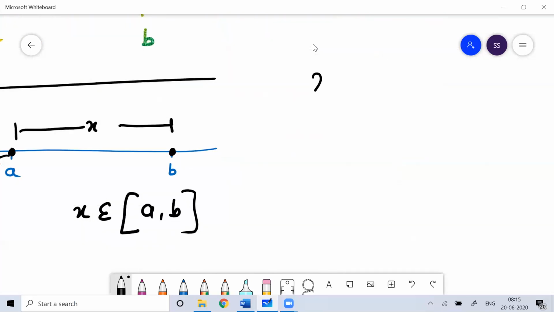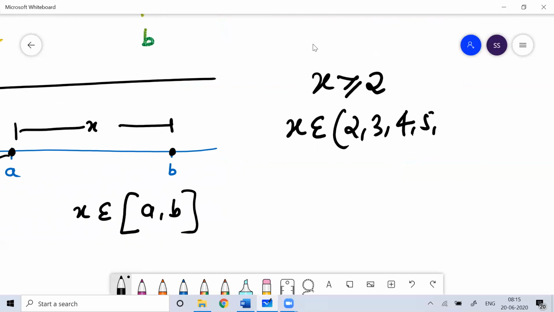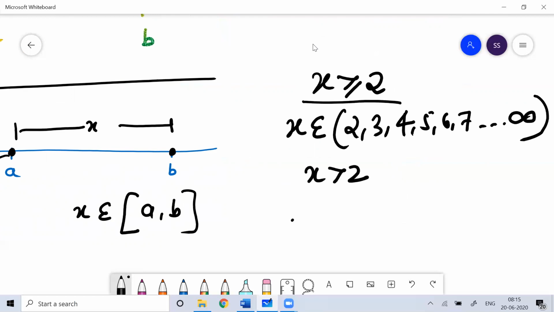So if I'm saying x is greater than or equal to 2, it means x includes all the values from 2 to infinity. If I'm saying x is greater than 2, it means x will include all the values more than 2, not 2. Here I am assuming x is an integer. So x will take any value more than 2, but not 2.